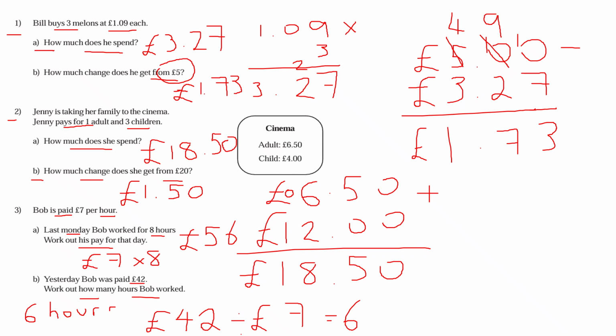So his pay rate was £7 per hour and he was paid £42. From 7 to 42, I times it by 6. So that means he must have worked 6 hours to have been paid, or received, £42 in income.